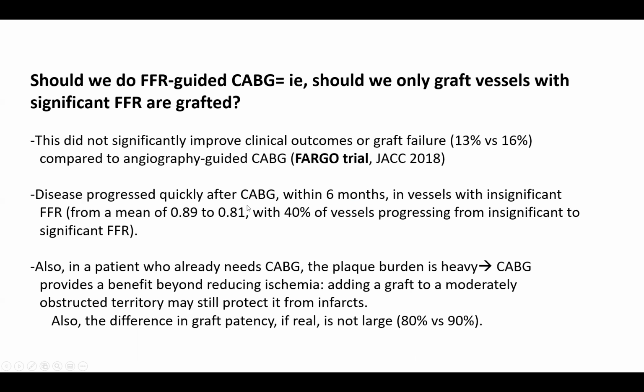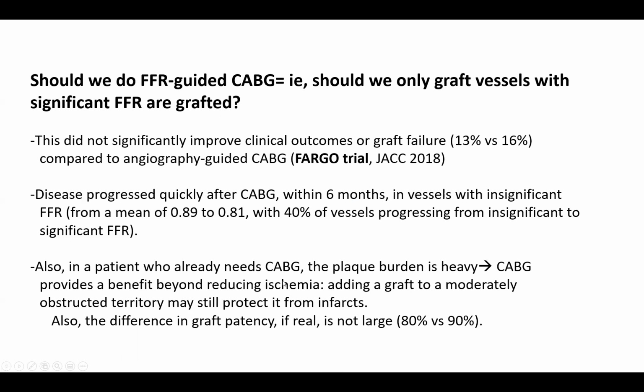So not only that, basically you've hurt the patient, because 6 months later, that vessel that was not significant is now significant and you have not grafted it. So here's the bottom line. And why did this happen? In a patient who already needs CABG, unlike in the FAME trials where we focus on stenting, the plaque burden is heavy. So one, the disease progression may be more aggressive, even if the FFR is insignificant. Two, CABG provides a benefit beyond reducing ischemia.